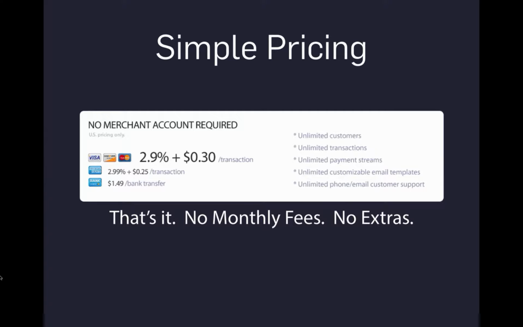Rerun's pricing is based around a simple flat fee. Our mission wasn't to confuse our customers with a complicated pricing structure, with an application fee, batch fees, merchant fees. So we came up with a pay only for what you process. What you see here is only what you're paying. Our pricing is 2.9% plus 30 cents per transaction for credit cards, and 2.99% plus 25 cents per transaction for American Express. And our bank transfers are $1.49 per bank transfer. But that's all you're paying. We don't have a monthly fee. There's no application fee. There's no batch fees or any of that.